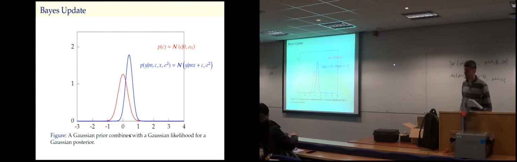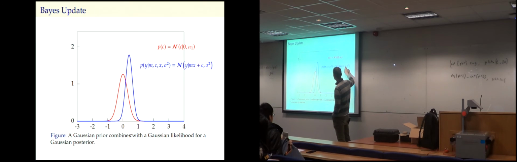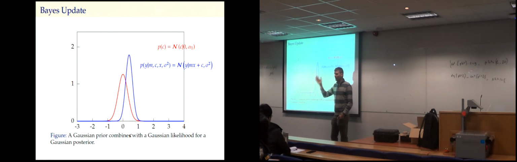Now, this is the likelihood. This is the likelihood we've been using before, that y is centered around mx plus c with variance sigma squared. Now we can plot this as a function of c. Every other time you've seen it, I've plotted it as a function of y. Here I'm plotting it as a function of c.